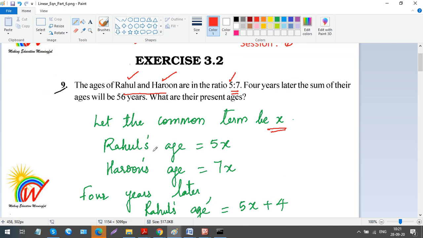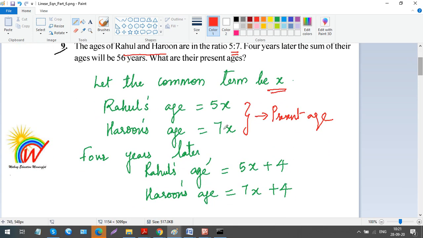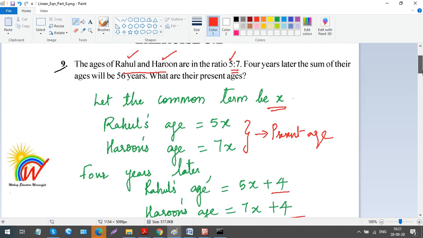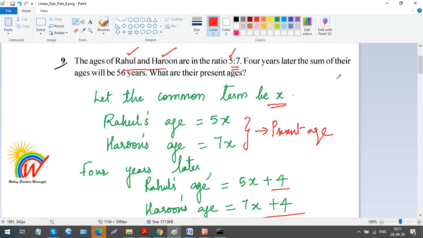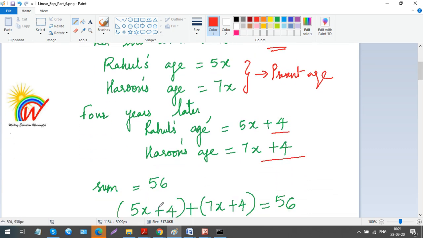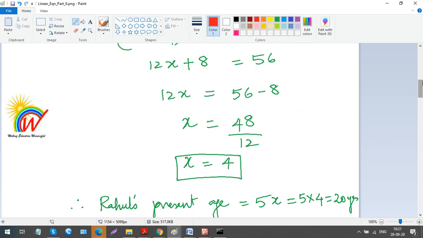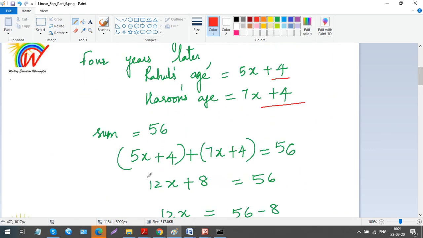Now these are the present ages. Then 4 years later, which means after 4 years, what will be the age? Rahul's age is going to be 5x plus 4 and Harun's age is going to be 7x plus 4, isn't it? After 4 years, the sum of their ages will be 56. So I am just adding both the ages, 5x plus 4 plus 7x plus 4, and that's supposed to be equal to 56.